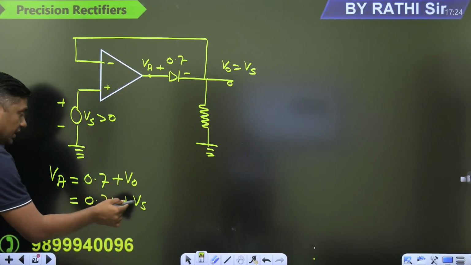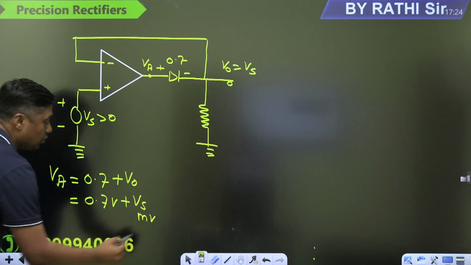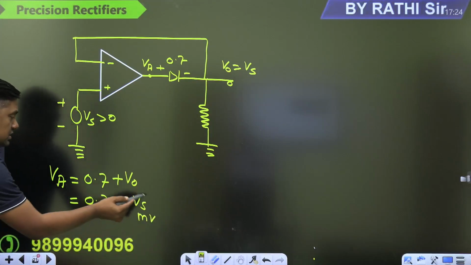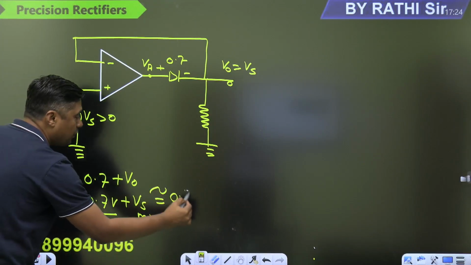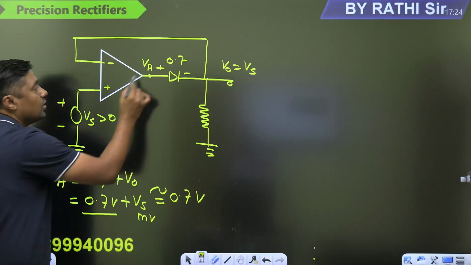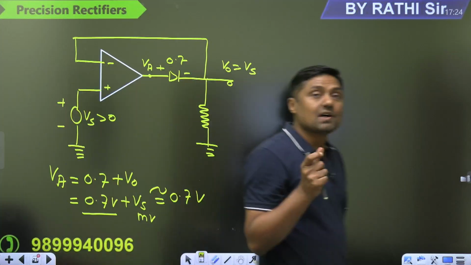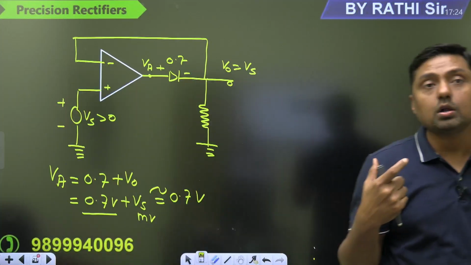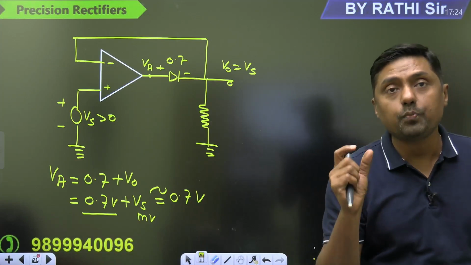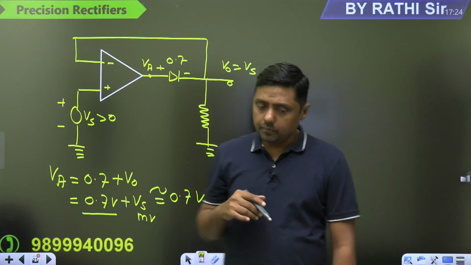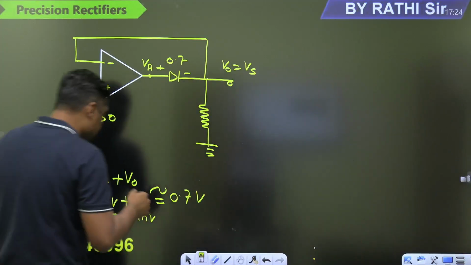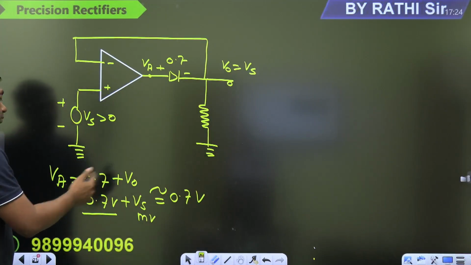But what is the range of Vs? It is in the range of millivolt. That's why this signal is very small, and you can say the voltage at this point is only 0.7 volt. When the diode is on, what is the voltage at that point? Only 0.7 volt. Okay. The exact answer is 0.7 plus input, but what is the average value? 0.7 volt.